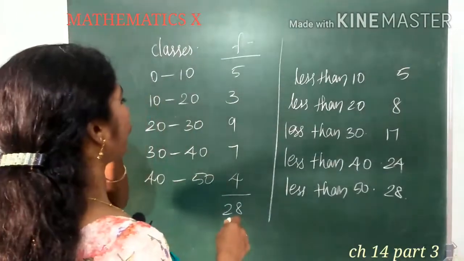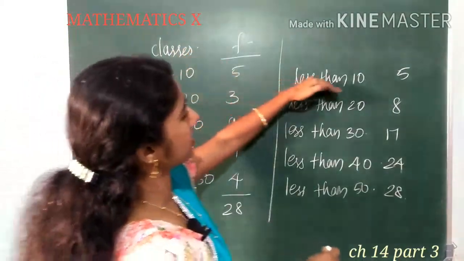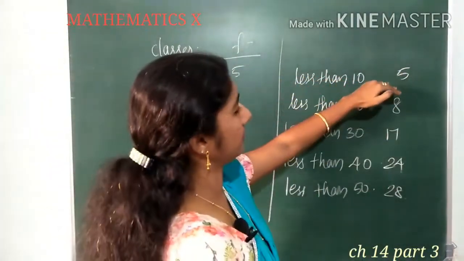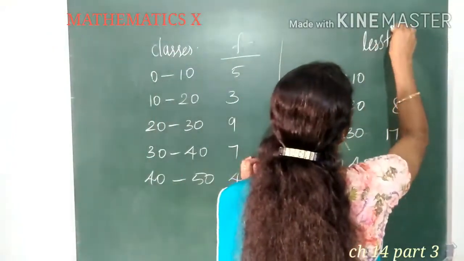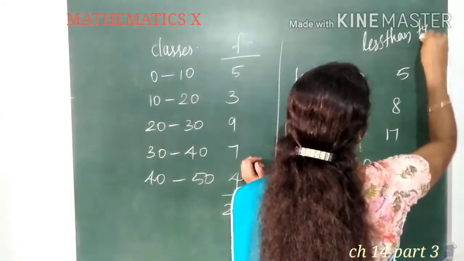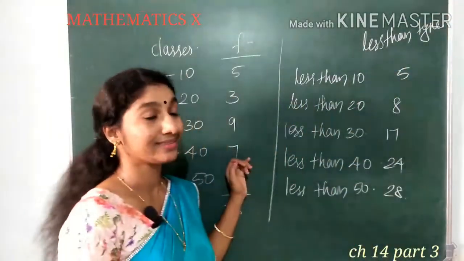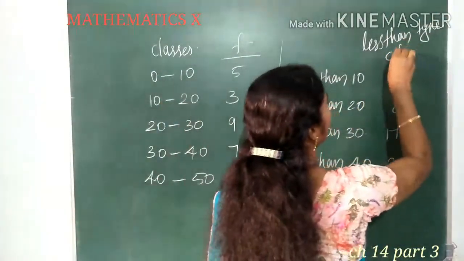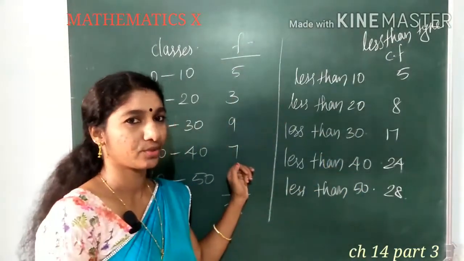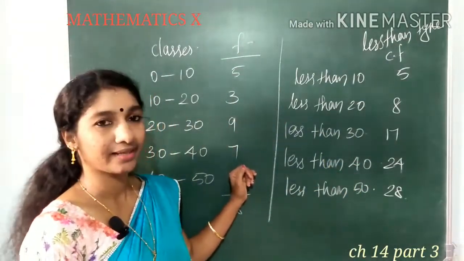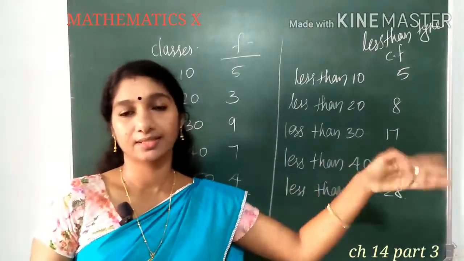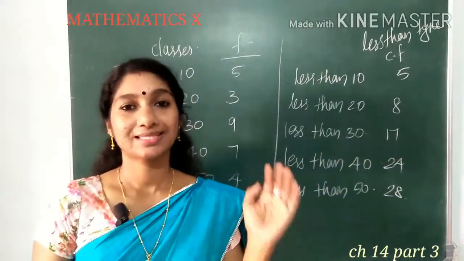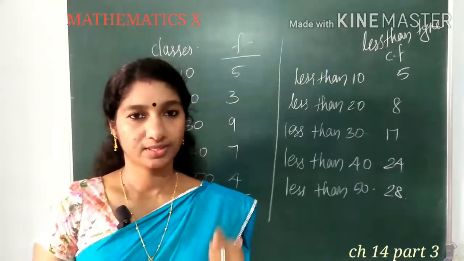So here this way of writing this cumulative frequency, we will call it as less than type cumulative frequency. Less than type cumulative frequency, CF, shortly I am calling CF, cumulative frequency. So why we are calling less than type? Because we started with the less than 10, less than 20, less than 30, like that. That's why it is called less than type cumulative frequency.